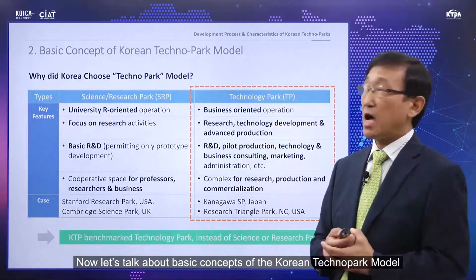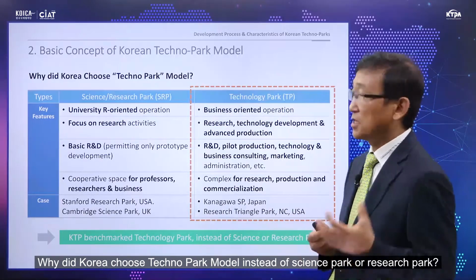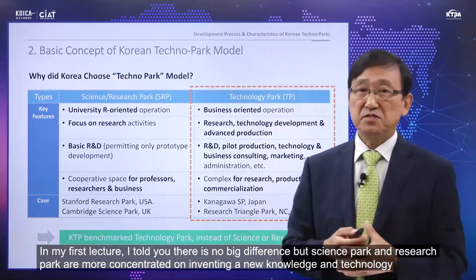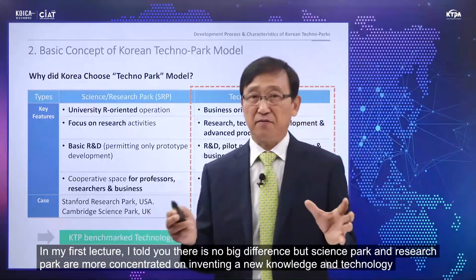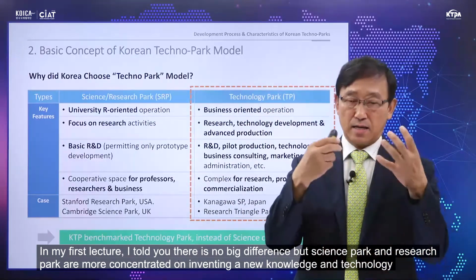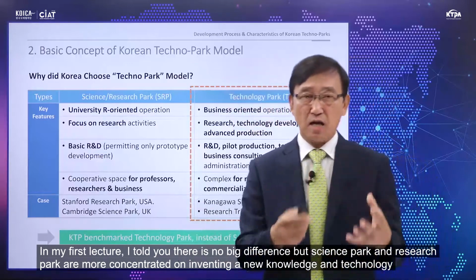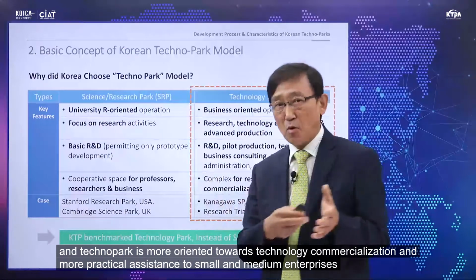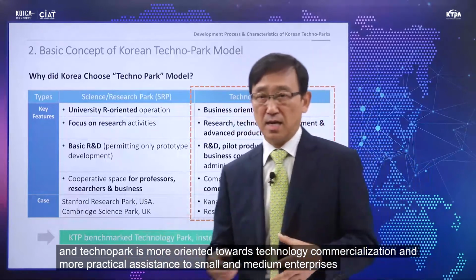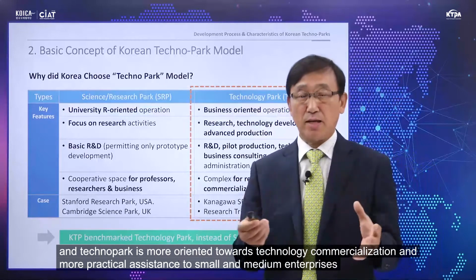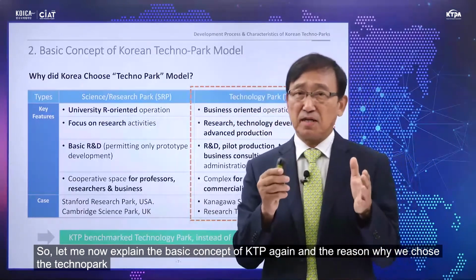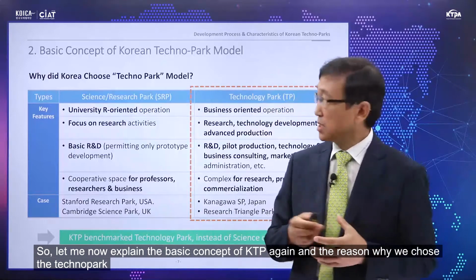Now let's talk about the basic concept of the Korean technopark model. Why did Korea choose the technopark model instead of a science park or research park? In my first lecture, I told you there's no big difference. But science park and research park are more concentrated on inventing new knowledge and technology. And technopark is more oriented towards technology commercialization and more practical, assisting practically the small and medium enterprises. So let me now explain the basic concept of KTP again, and the reason why we chose the technopark here.